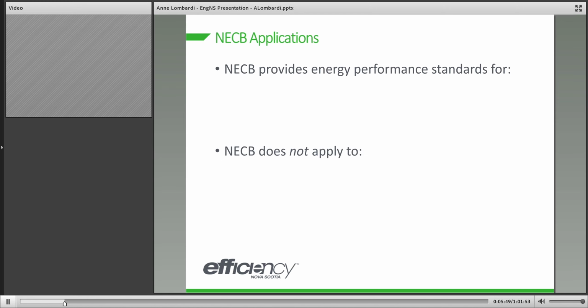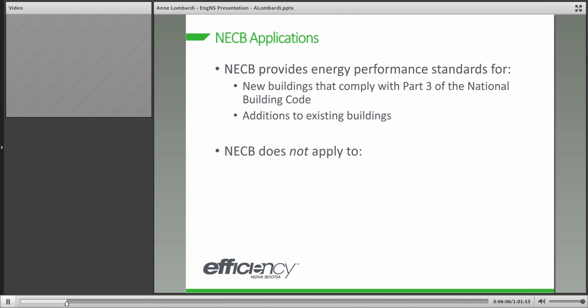As far as where the code applies, it's new buildings that comply with Part 3 of the National Building Code. What this means is buildings that are large enough that they don't qualify as housing or small buildings. It also applies to additions to existing buildings. So if you have an existing Part 3 building and there's going to be an addition, the NECB would apply.